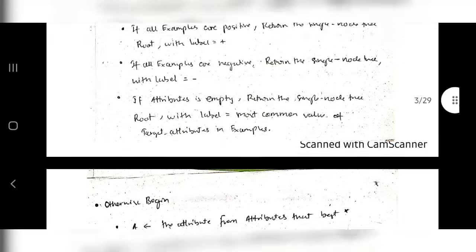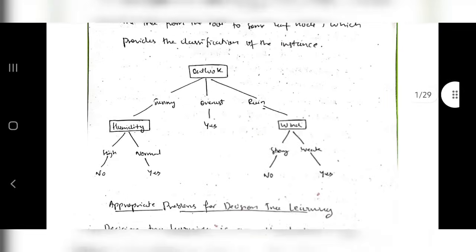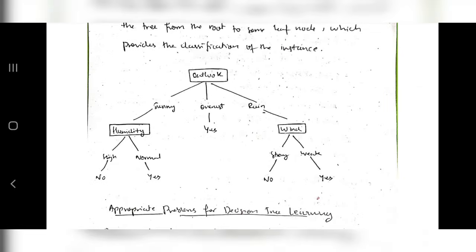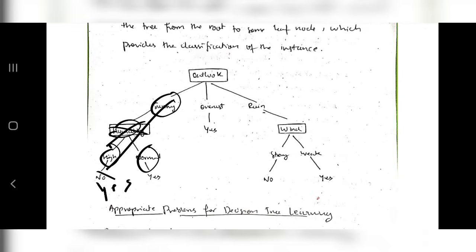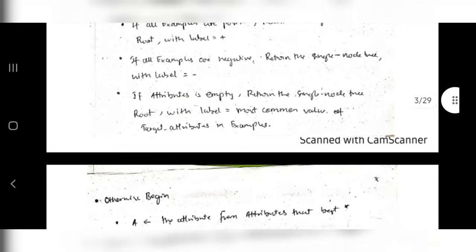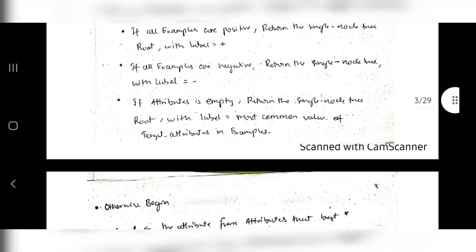Most common value means, see, let's take an example here only. Suppose I have yes here also, for both I am getting yes, and this is an empty attribute. So what I will write is, if it is sunny, directly I will write yes. It does not matter if humidity is high, normal or something. Directly if it is sunny, I will write yes, like that. If there is any empty value, I'll just write the most common value which is occurring in the examples.